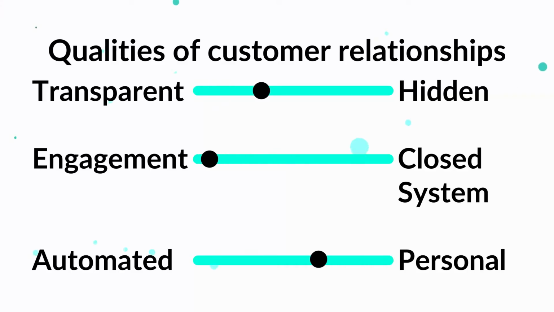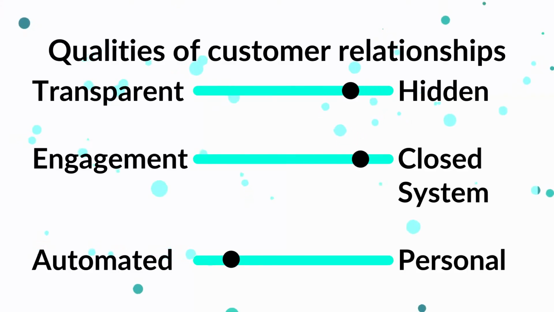And finally, the last element is how personal is the relationship? Is it automated? Do you have systems or technology in place to handle the relationship? Or do you have people in place? Are they interacting with the company through an automated system? Or are they interacting with people representing the company?